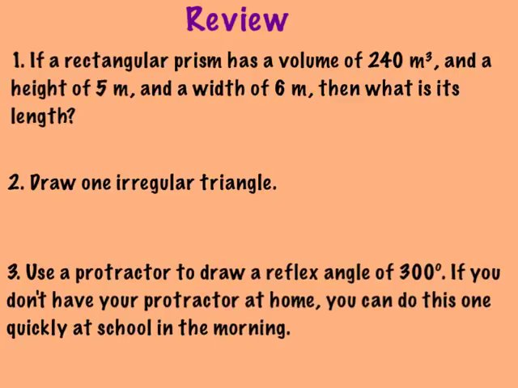So here's your review, and like I said, I do have a study jam. So pause on this page to do the review, and then just do the quick study jam. Number 1, if a rectangular prism has a volume of 240 meters cubed and a height of 5 meters and a width of 6 meters, then what is its length? Number 2, draw one irregular triangle. Number 3, use a protractor to draw a reflex angle of 300 degrees. If you don't have your protractor at home, you can do this one quickly at school in the morning. Just figure out what it will look like. So pause the video here, do the review, and then come back.